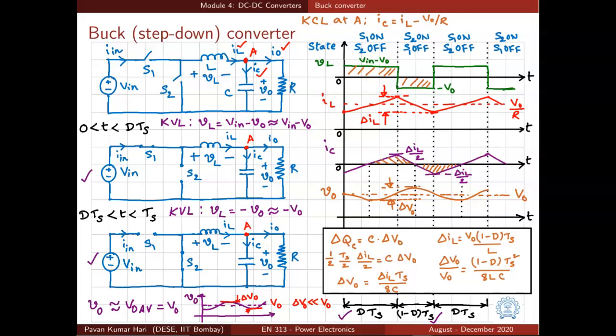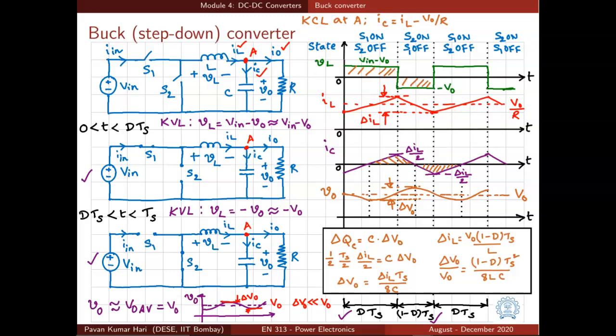And how do we determine this delta VO? We know that the change in charge, the charge that is accumulated on the capacitor when the current is positive. When the capacitor current is positive, it means charge is getting accumulated. So the area under the positive portion of the current waveform is equal to the charge accumulated on the capacitor, and that is how we can write this delta QC, where the delta QC denotes the charge accumulated on the capacitor, is equal to C times delta VO.